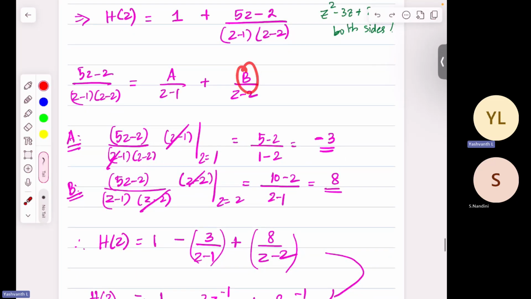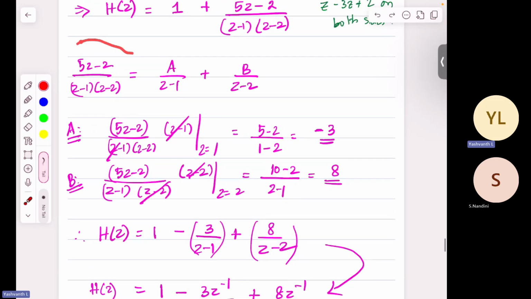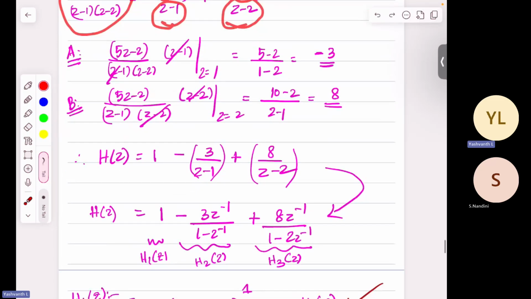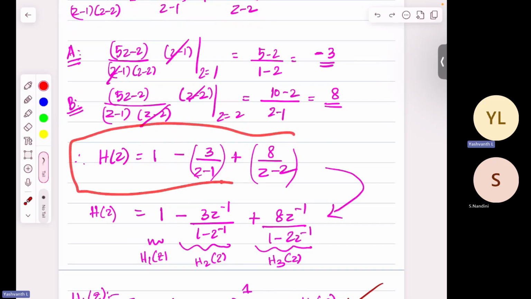And similarly, the value for b is 5z minus 2 by z minus 1 into z minus 2, into z minus 2, at z equal to 2. z minus 2, z minus 2 cancel, so put z equal to 2. So it becomes 5 into 2 minus 2, that is 10 minus 2. The denominator becomes 2 minus 1, that is 1. So it is equal to 8. Therefore, you have this 5z minus 2 by z minus 1 into z minus 2 as minus 3 by z minus 1 plus 8 by z minus 2. Therefore, from this expression, h of z is equal to 1 minus 3 by z minus 1 plus 8 by z minus 2. Until now, is it clear?